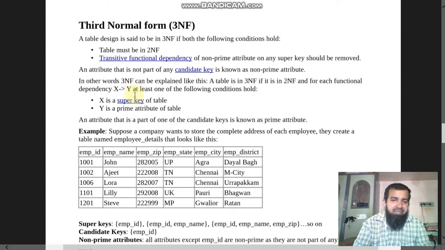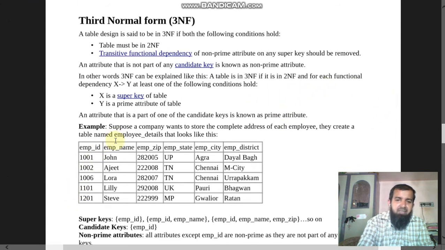We will try to understand with an example, then it becomes very clear. An attribute that is part of one of the candidate keys is known as a prime attribute. Other than the candidate keys, all others are non-prime attributes.